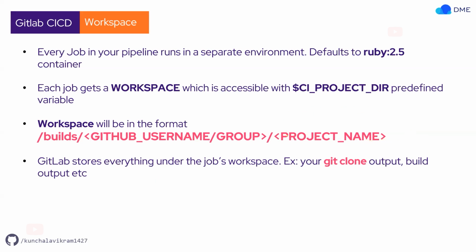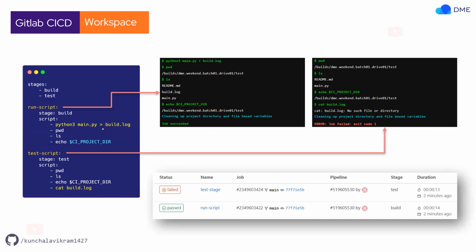Now, since this build.log file is in this job, in the next job, which belongs to a different stage, I try to cat that build.log. Will it be successful? No, because both are different environments. Both run in a different Ruby 2.5 environment. There is no common shared workspace here. That's why this particular job will fail.